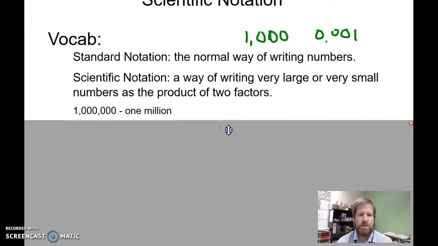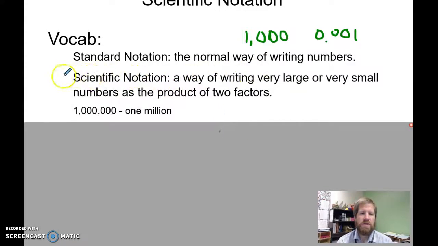Scientific notation is a little different. Scientific notation is for writing really large or really small numbers, and it's a way to do it easier and in a shorter way than writing out all those zeros or all those numbers.